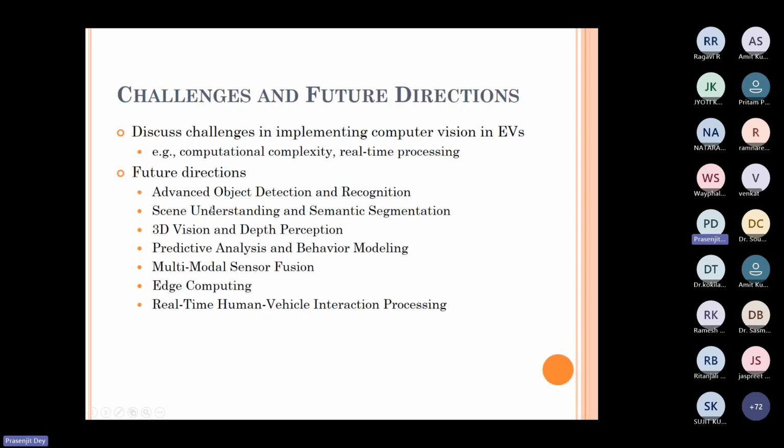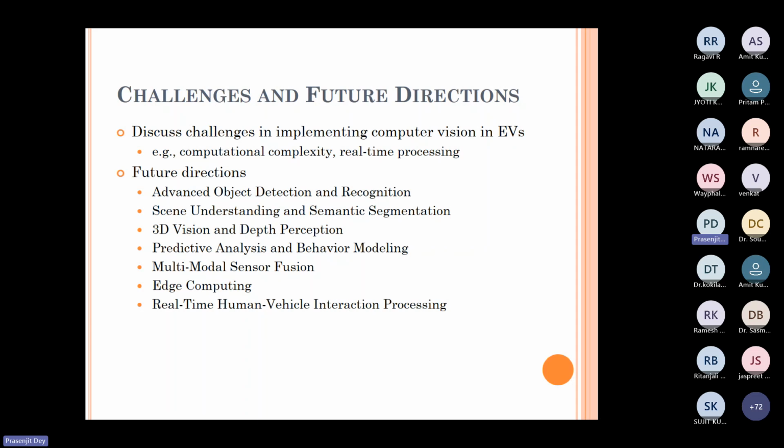So the challenge is that advanced object detection and recognition algorithms are there, and whatever decision we are going to make, we need to make it at runtime. So there should not be any latency. That is a big concern in the case of computer vision in autonomous vehicles. Let me try to discuss it in a better way.